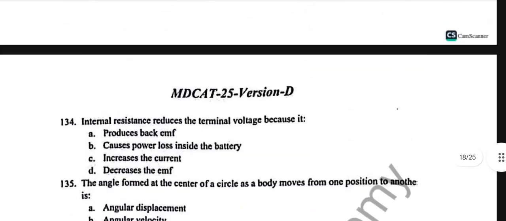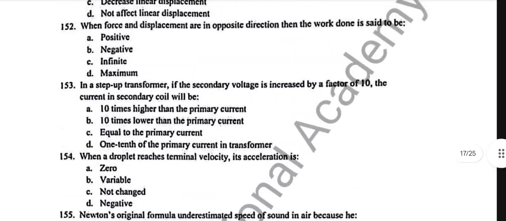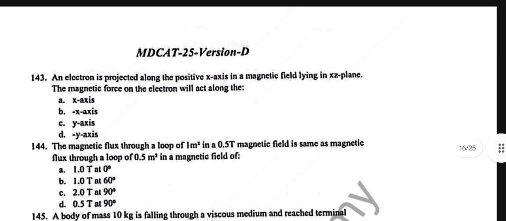Question number 143. Where is 143? An electron is projected along the positive x-axis in a magnetic field lying in the xz plane. The magnetic force on the electron will act along the, and the correct option is A, x-axis. Force acts along plus y-axis according to the official key. C option is correct here, not A.